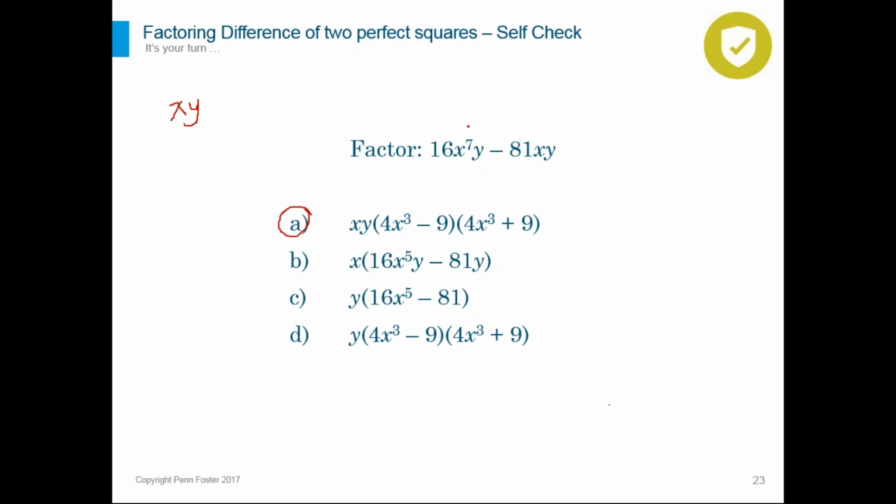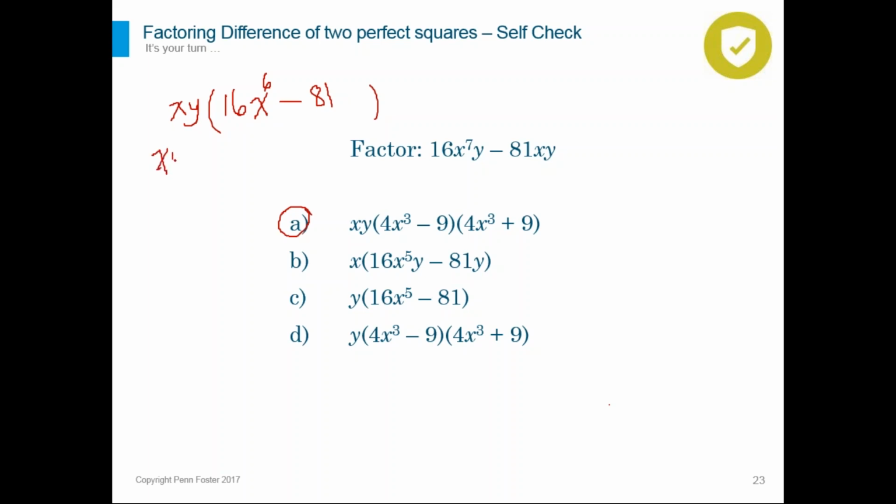I want to keep 16 and 81 because they are perfect squares. So I want to keep them there. So divide is going to be 16x to the 6, which is an even power, that's a perfect square. And then y over y, just a 1, and I have a minus. It's a difference, see? And then I have 81 over 81 times 1, which is 81. 16x to the 6 minus 81 is a perfect square.